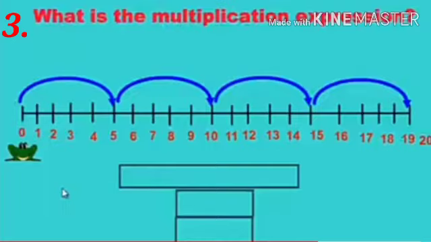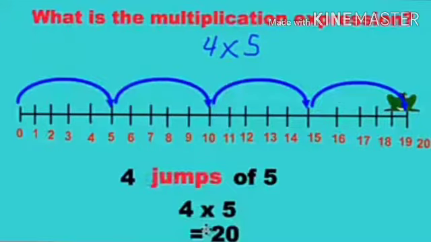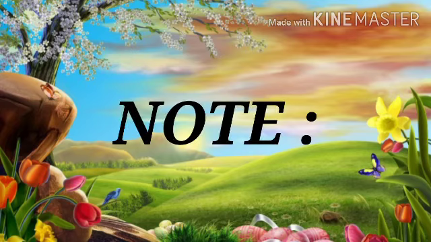Similarly, multiplication expression for the number line. Now we see that there are 4 jumps taken to land the answer 20 with the gap 5. So we can write it as 4 into 5 is equal to 20. Dear students, note it down.